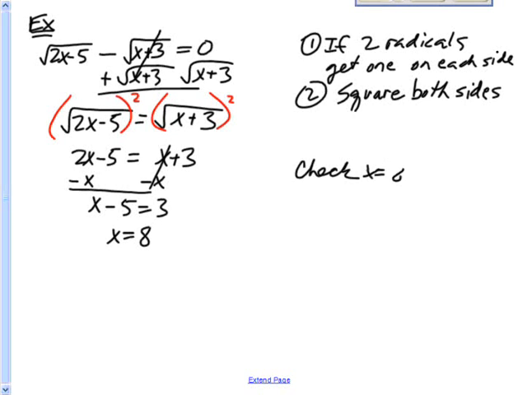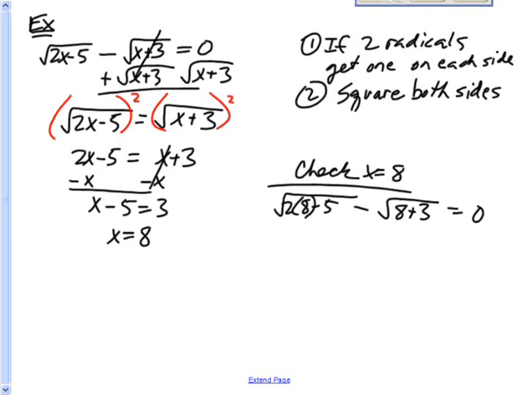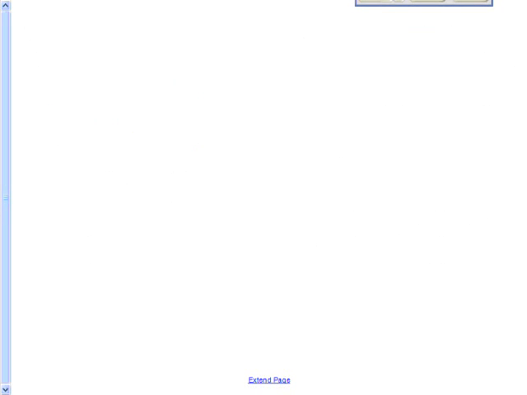Check x equals 8. 2 times 8 minus 5. So 16 minus 5, looks like that's 11. Hey, that checks out. Root 11 minus root 11 is 0. So that checks out. The solution really is x equals 8. So far no extraneous solutions here. Okay. Let's look at another one.